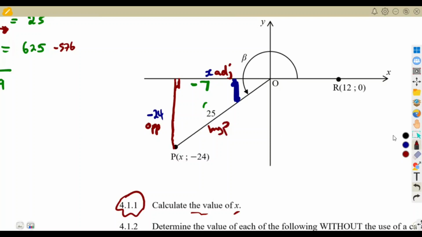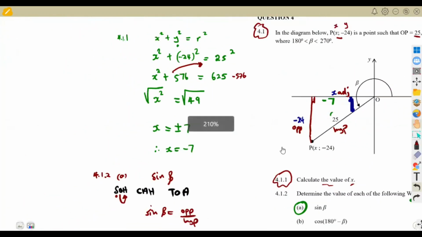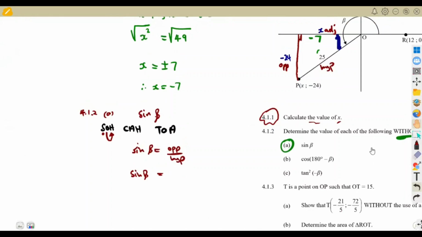All right. So that's the idea there. According to the ratio that we wrote here, remember we said the ratio of sine is opposite over the hypotenuse. So according to this, what is our opposite? Our opposite is negative 24. So this will be negative 24 over the hypotenuse, which is 25. So that will be negative 24 over 25. That was the idea of the question.